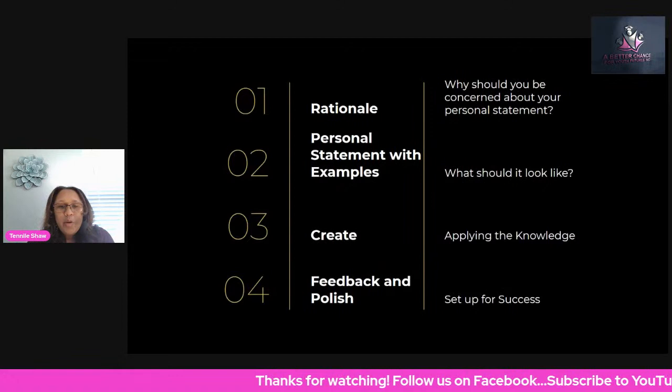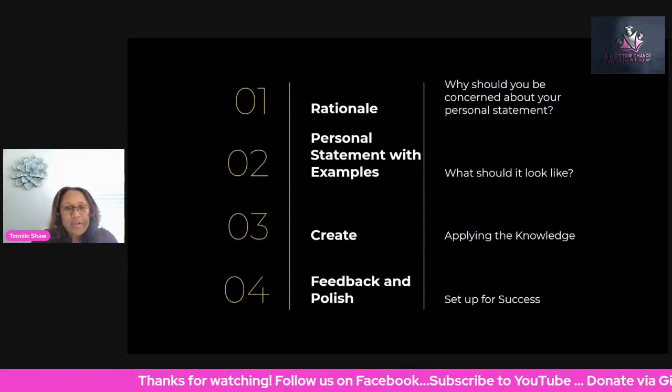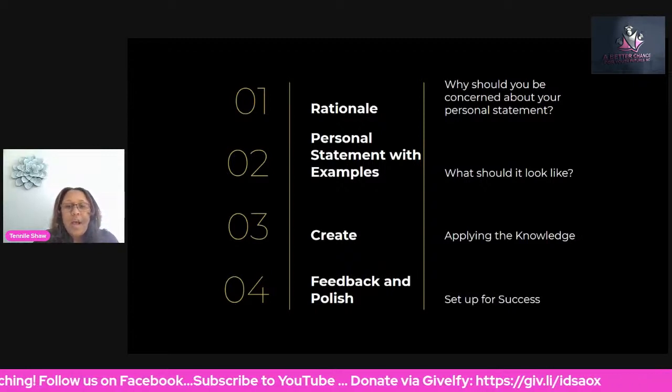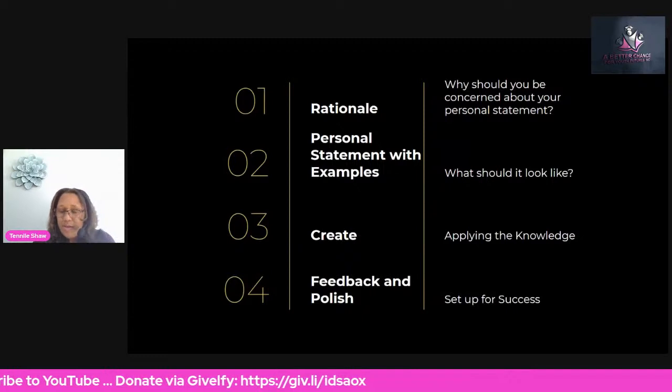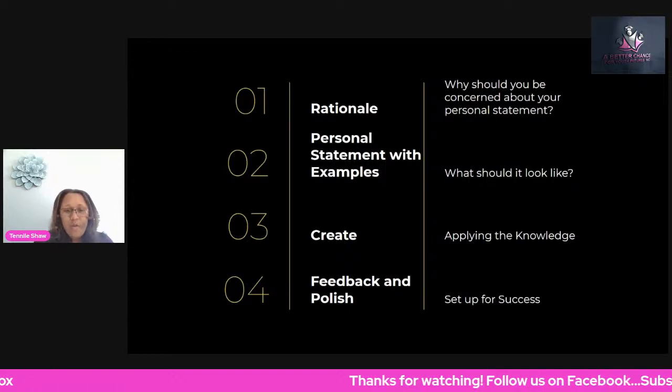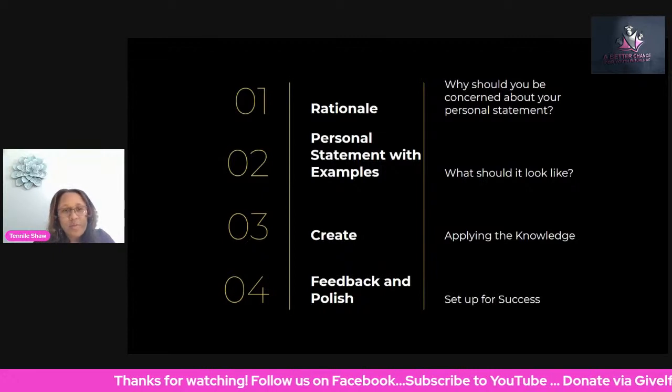Our agenda today is we are going to go over the rationale and making sure that you're placing the appropriate amount of emphasis on your personal statement. We're going to talk about what a personal statement should have and shouldn't have. We are going to give you some tips on creating your own, and then go over the feedback and polish, reminding you that the feedback is really the most important part of this process.